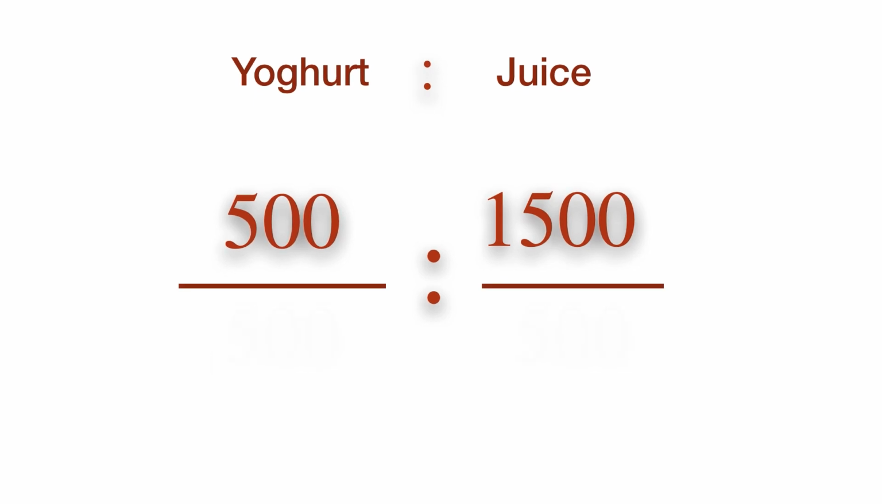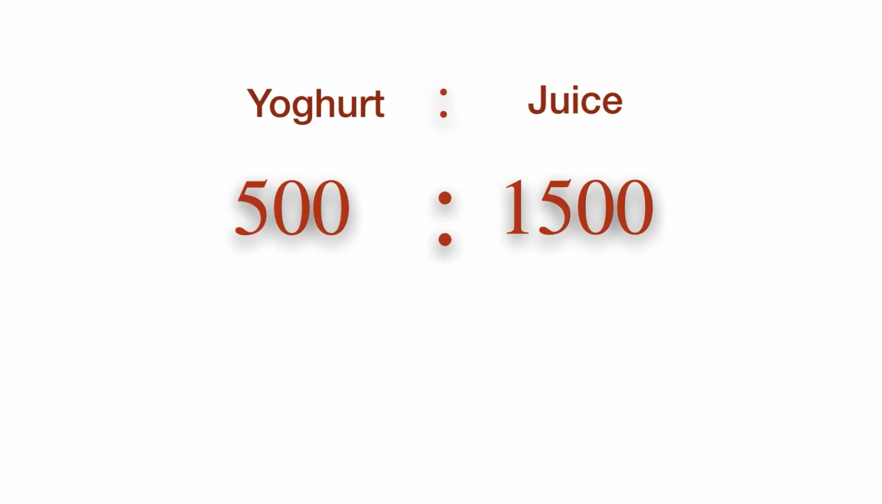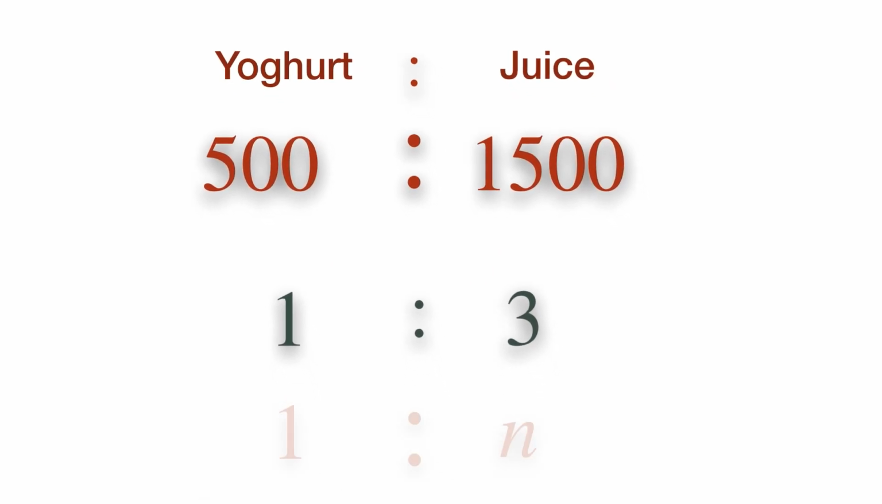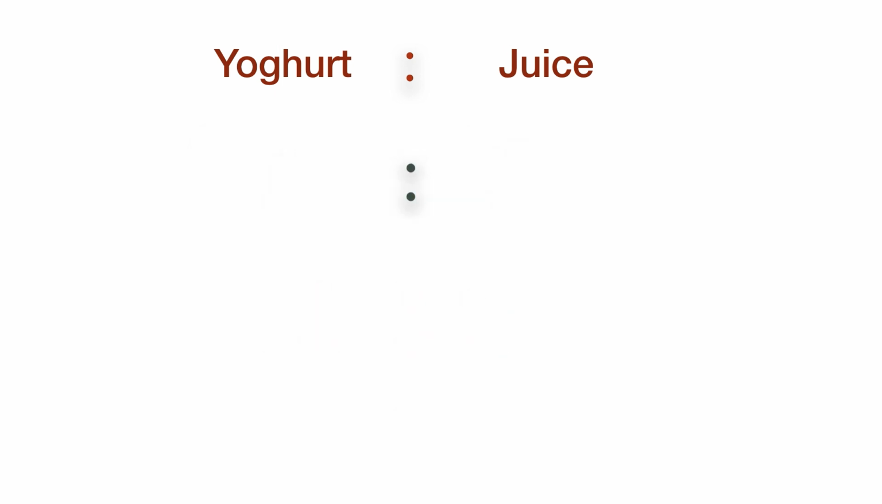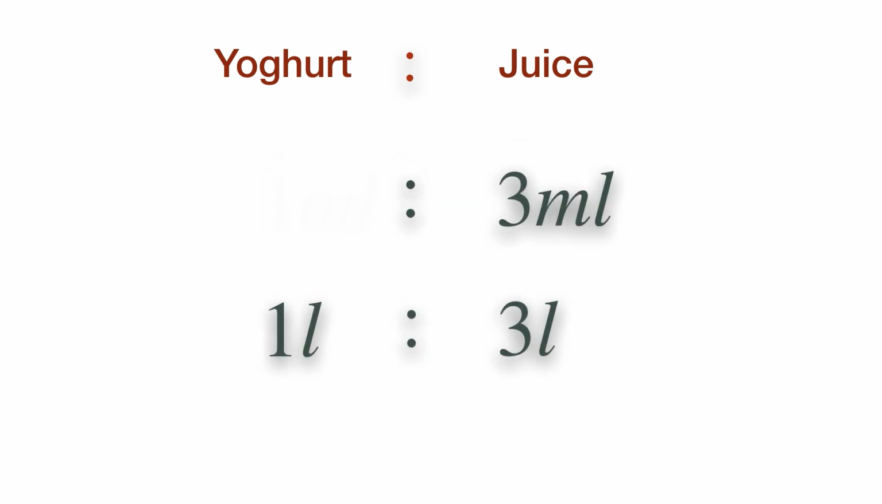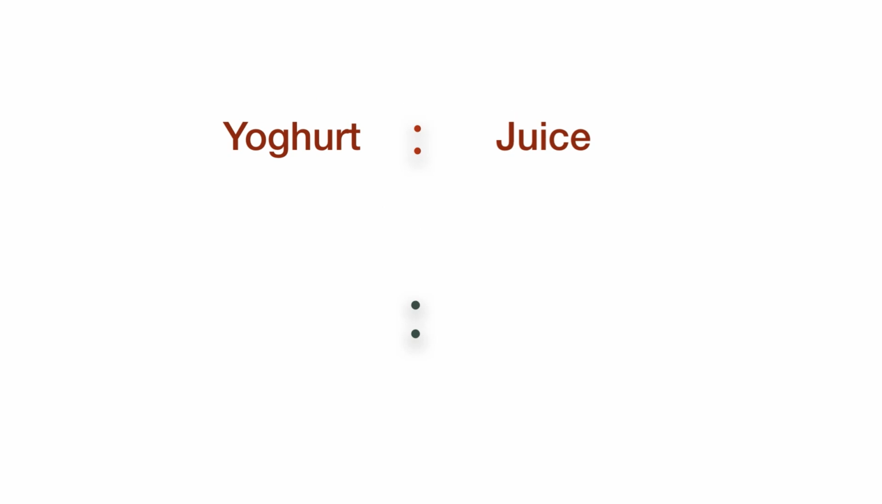So divide both sides by 500. The ratio is now 1:3 and it is in the form 1:n. Which means for every 1 portion of yogurt, Tim needs 3 portions of juice to make his smoothie. So if he has 1 milliliter of yogurt, we need 3 milliliters of juice to make the smoothie. And if 1 liter of yogurt is used, then we need 3 liters of juice, and so on.